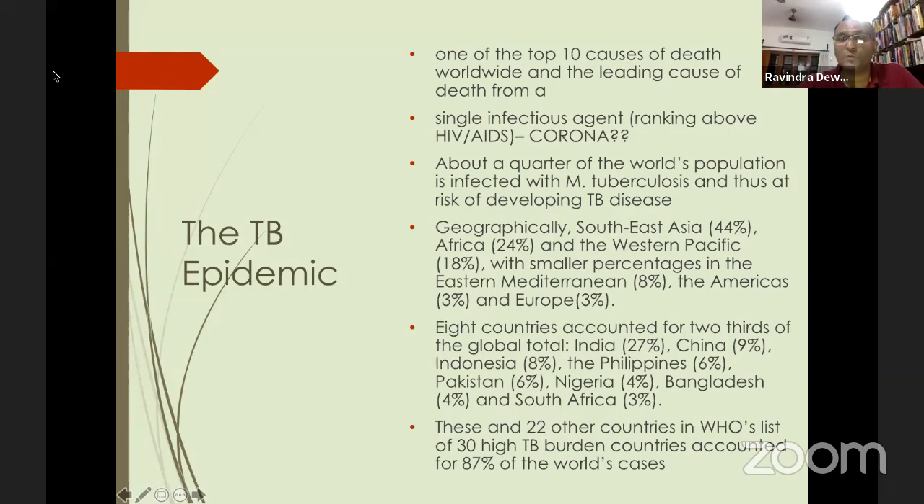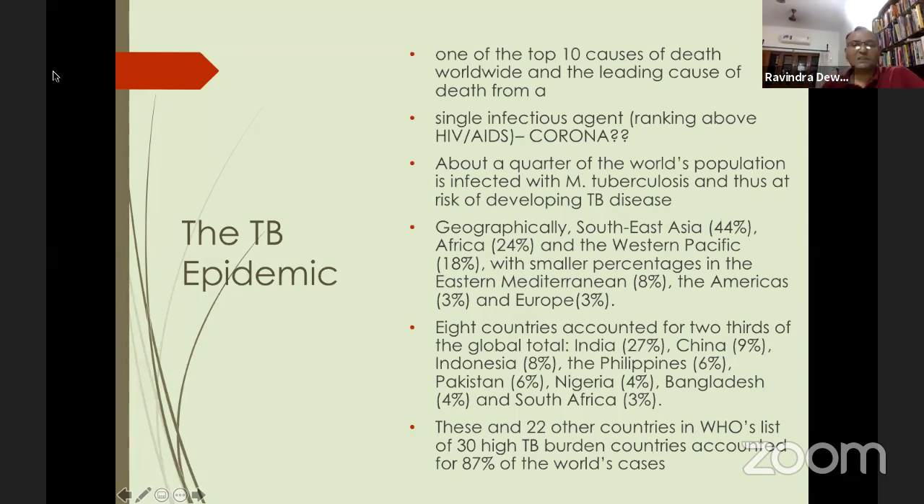About a quarter of the world's population is infected with Mycobacterium tuberculosis and thus at risk of developing TB disease. The important point to note is that 8 countries accounted for two-thirds of the global total, and India tops the list with 27% of patients, 9% from China, 8% from Indonesia, Philippines 6%, Pakistan 6%, Nigeria 4%, Bangladesh 4%, and South Africa 3%. These and 22 other countries in WHO's list of 30 high burden countries accounted for 87% of the world's cases.